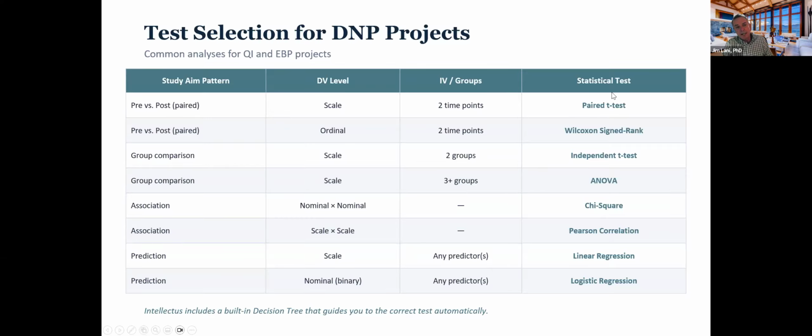Typically, these go hand in hand. So if you're running a paired t-test, these have assumptions, and if an assumption is violated, we wind up doing the Wilcoxon, okay, which is looking at the same kind of thing. Are there differences pre to post? However, it's without the assumption.